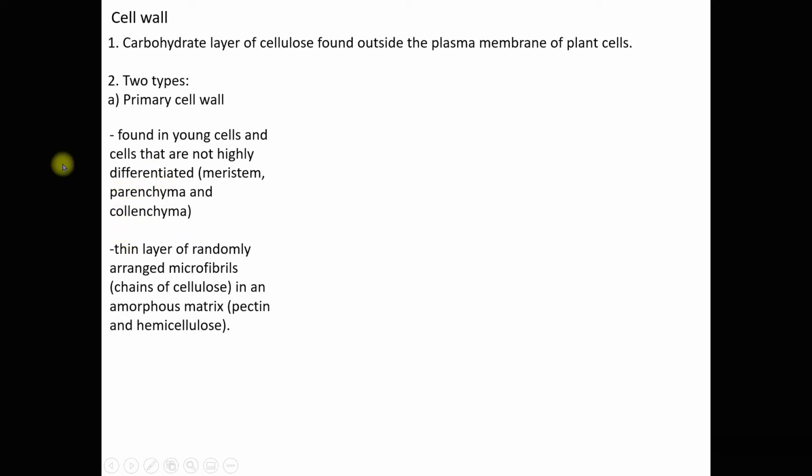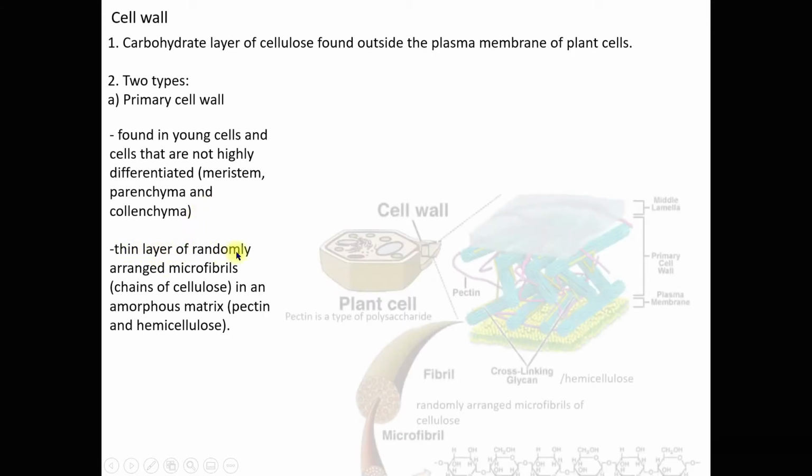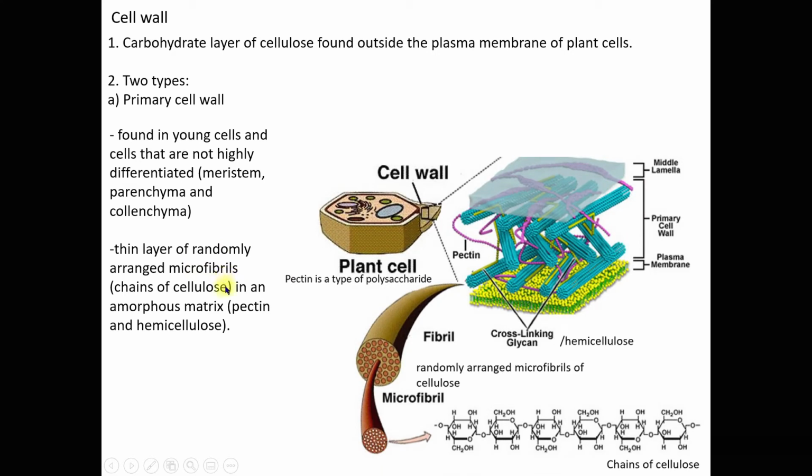And then this primary cell wall has a thin layer of randomly arranged microfibrils. You can see these microfibrils, ini hijau ni. Thin layer of randomly arranged. Boleh nampakkan dia secara random saja. Ada yang macam gini, ada yang sengit sikit, ada lagi sengit, ada yang tegak, ada yang melintang. Thin layer of randomly arranged microfibrils in an amorphous matrix. And this amorphous matrix consists of pectin and hemicellulose.